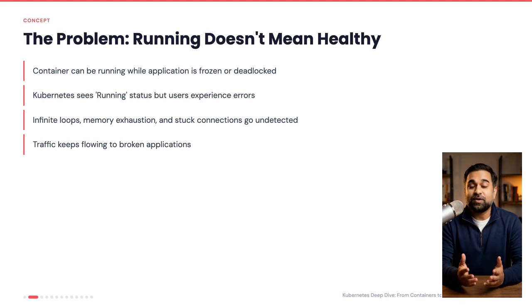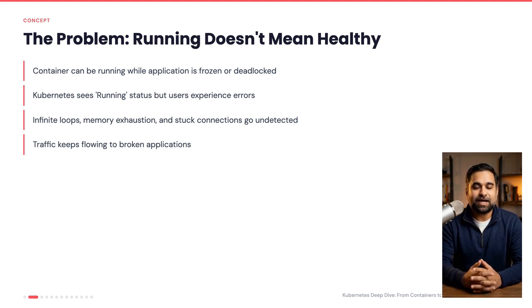In this chapter, you'll learn how to teach Kubernetes to check if your application is actually healthy, not just running. You'll implement three types of health probes, and you'll watch Kubernetes automatically restart broken containers and redirect traffic away from overloaded ones. This is where Kubernetes transforms from a container scheduler into a truly self healing platform. And honestly, this is where it clicks for most people. Once you see Kubernetes automatically recover from failures you created on purpose, you'll understand why everyone's so excited about this technology. Let's dive in.